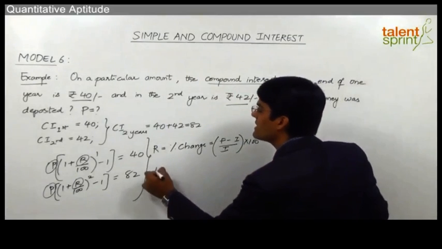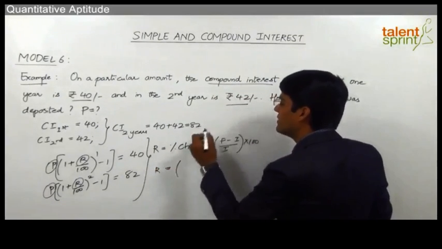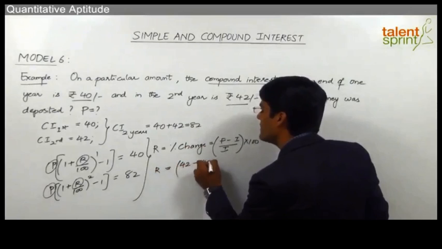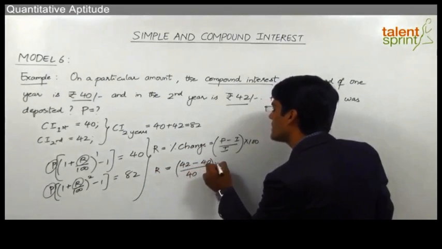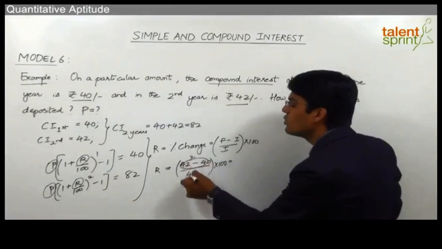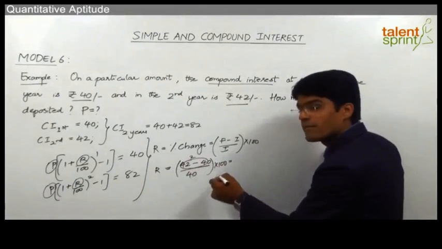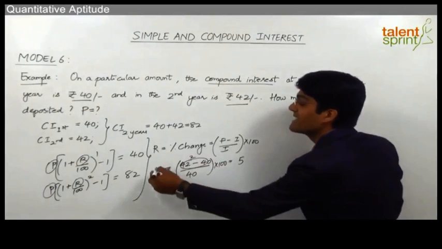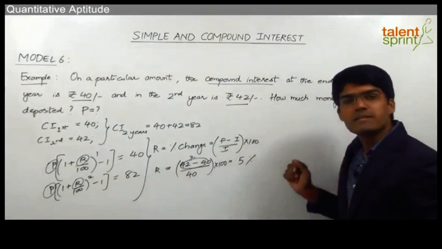So the rate of interest here will be equal to final value, that is 42, minus initial value, 40, by 40 into 100, which is equal to 2 by 40. 42 minus 40 is 2. 2 by 40 into 100, or 200 by 40, that is 5. So we can say that the rate of interest is 5%.